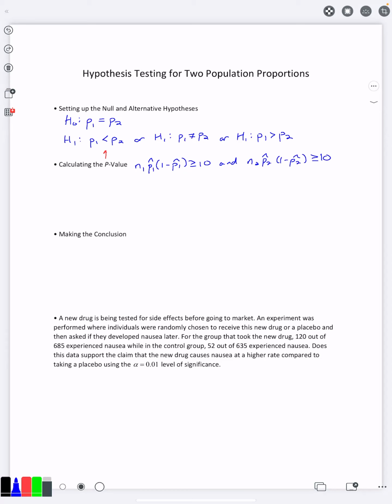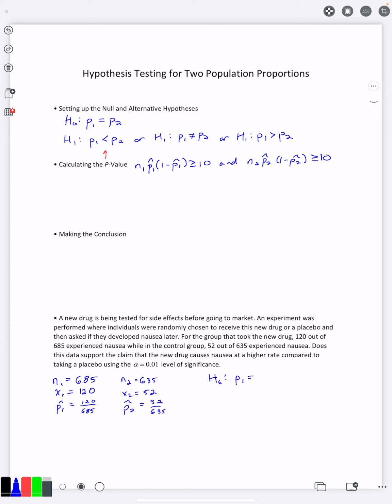So we have two things here. We have our first sample, N1. There were 685 total people, and the number who had nausea would be 120. So that means your P1 hat is 120 out of 685. We can convert that to a decimal right now if we want to, or we can just type it in the calculator as a fraction. That way we don't have to try to round it right now. Our second sample, N2, is 635. Our second X2 is 52, which makes P2 hat 52 out of 635.